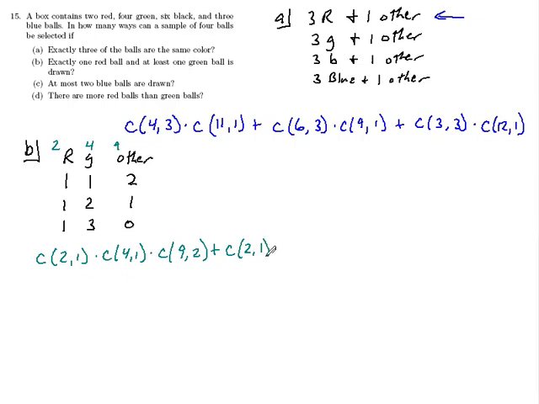Combination 2 choose 1 times the combination 4 choose 2 times the combination 9 choose 1, and then plus combination 2 choose 1 times the combination 4 choose 3.